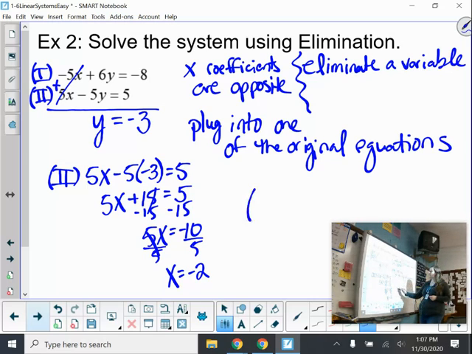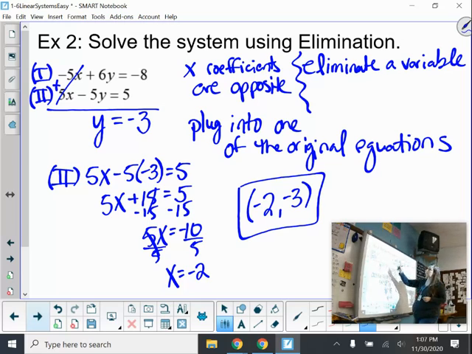So my solution, my ordered pair, is -2, -3. Notice even though I found the y first, I list the x first because ordered pairs are always listed x, y. If you wanted to check your answer, you could plug in the -2 for the x and the -3 for the y in both of the equations and make sure that the left and the right would add out to be equal. So the left and the right would give you the same value.